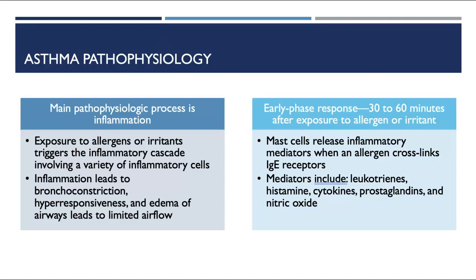Mast cells actually release inflammatory mediators when an allergen cross-links with IgE receptors, which, when you think about labs, when we're looking for inflammation, IgE is what we look for. Mediators include leukotrienes, histamine, cytokines, prostaglandins, and nitric oxide.